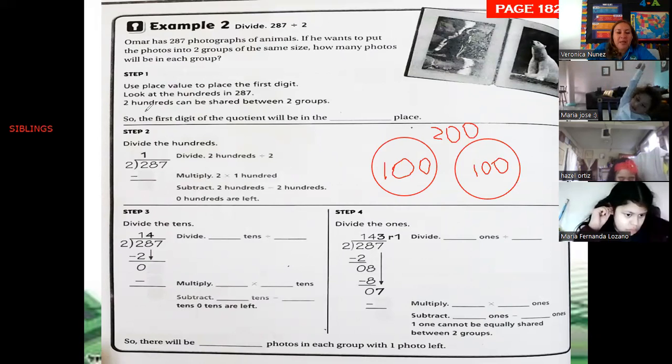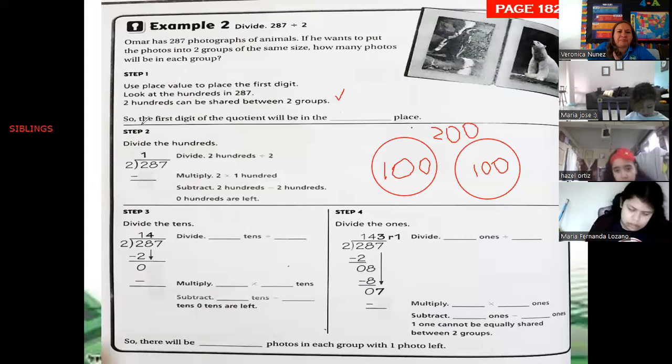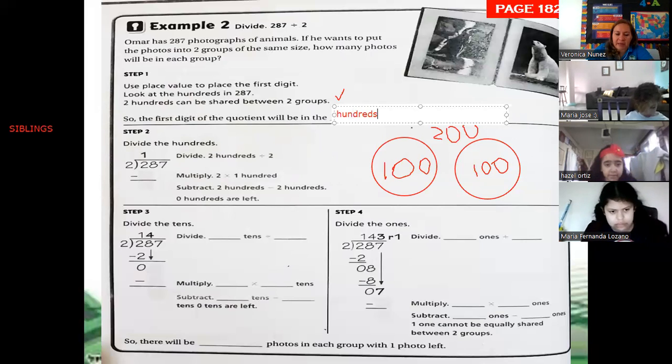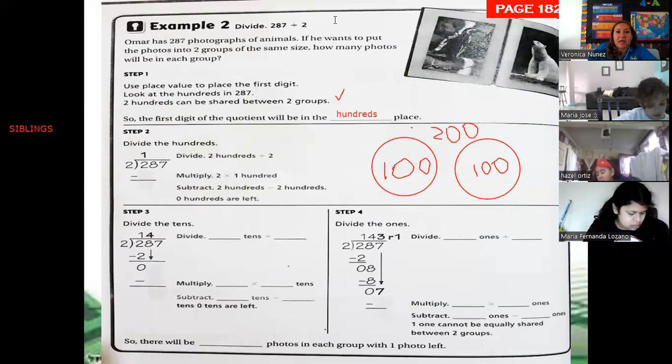Okay. So the sentence says 200 can be shared between 2 groups. Yes, it can be shared between 2 groups. It is possible. So we don't need to regroup the hundreds. We are gonna divide. So the first digit of the quotient will be in the hundreds position. That's what you have to write here on the first line. Hundreds place. Step 2, divide the hundreds.